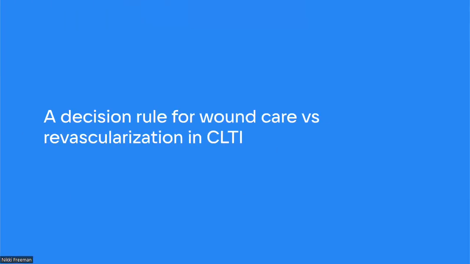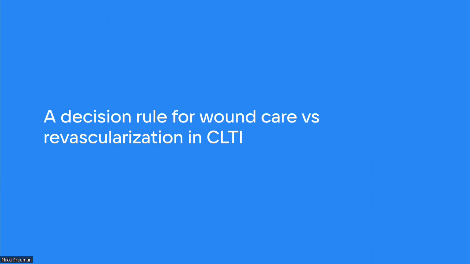All right, so I'm gonna switch over from made up things and made up simulations to a decision rule. And I don't have one that is rheumatology focused, because I don't have any data for that. So I'm gonna talk about CLTI, but it's pretty straightforward.